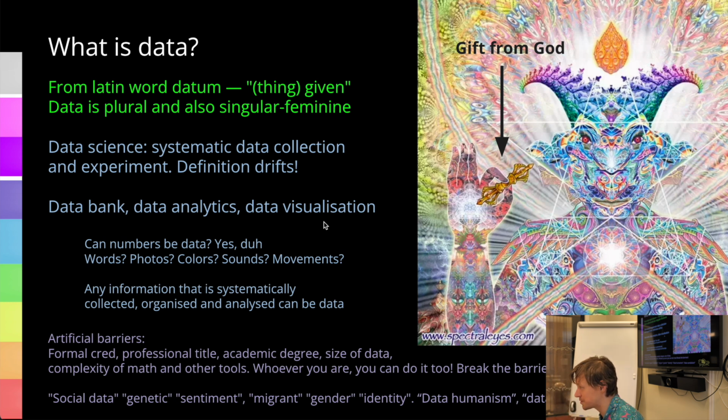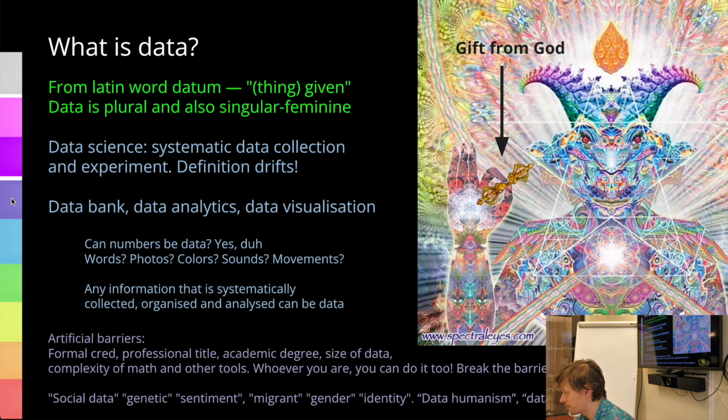That's their way of using data. So the definition is drifting all the time, and you see how it drifted from a thing given by God, through the thing that we do science upon, to a thing that is part of our lives. That's how we evolve, and that's how the data work evolves.